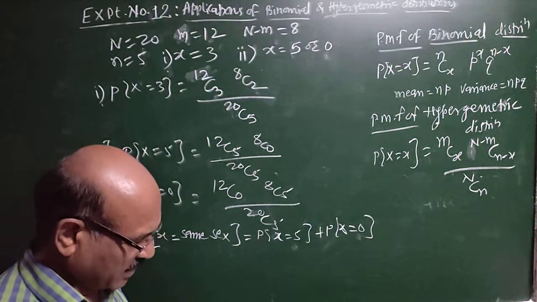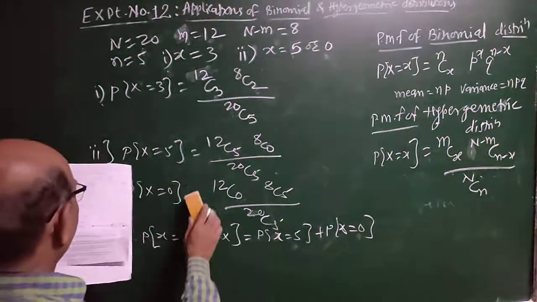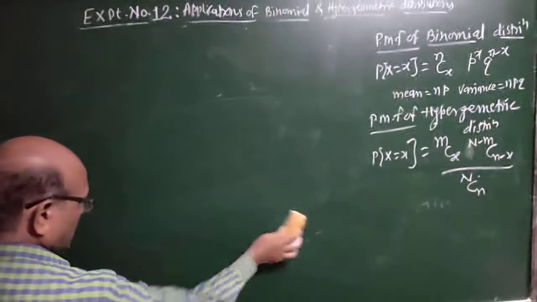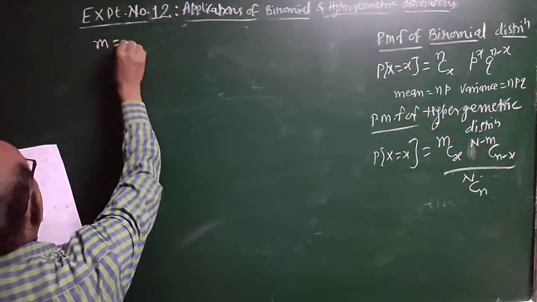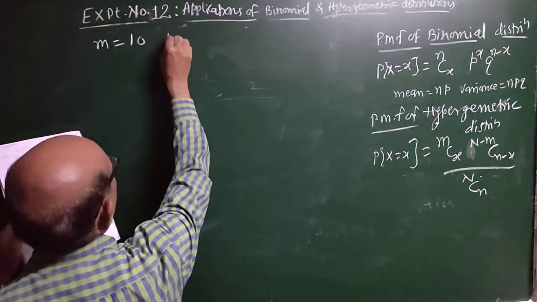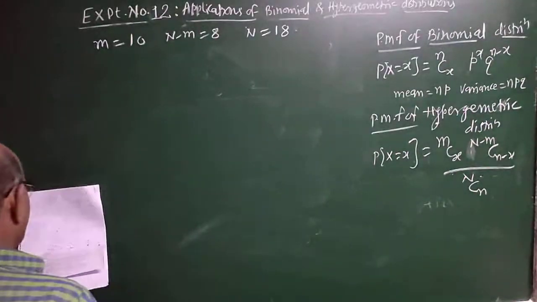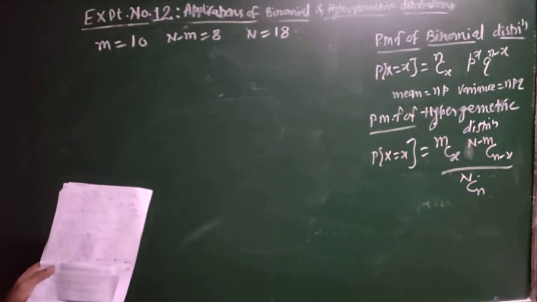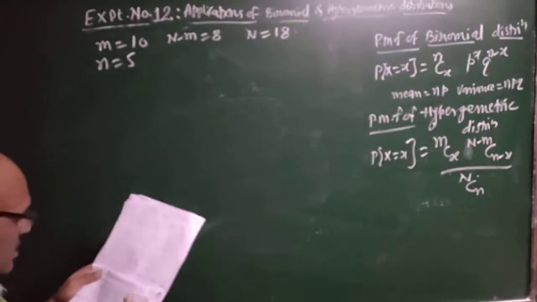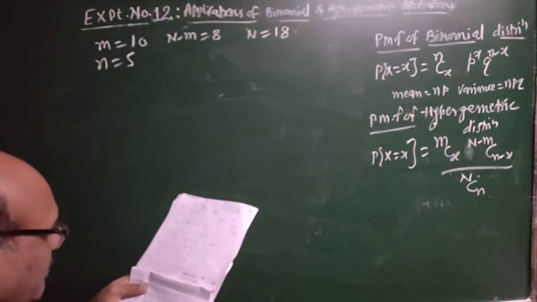And now the third problem: a taxi call company has 10 Tata Indica cars and 8 Maruti. One type means M, I will write it as M, M equal to 10. So N minus M will be 8, and the total N will be 18. If 5 of them are in the workshop for repairs, so small n equal to 5. Find the probability that 2 of them are Tata Indica.